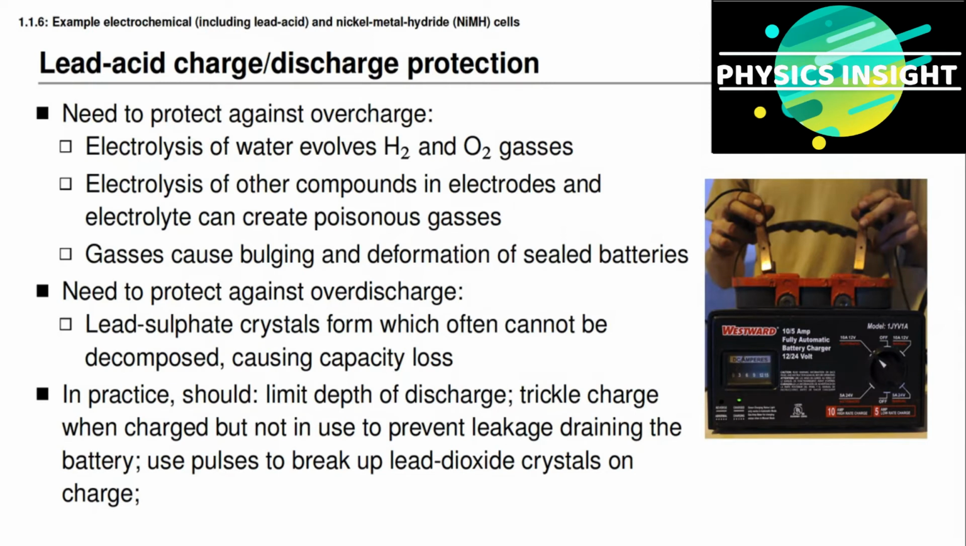If a lead-acid battery cell does happen to over-discharge, in some cases it's possible to use pulses of current to break up the lead dioxide crystals and to restore some of the capacity. And this is a feature in many battery management systems and chargers for lead-acid battery cells.